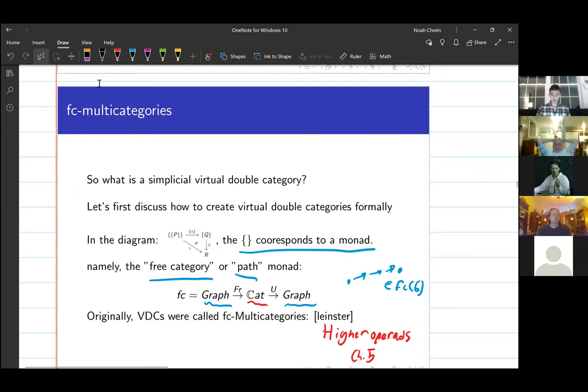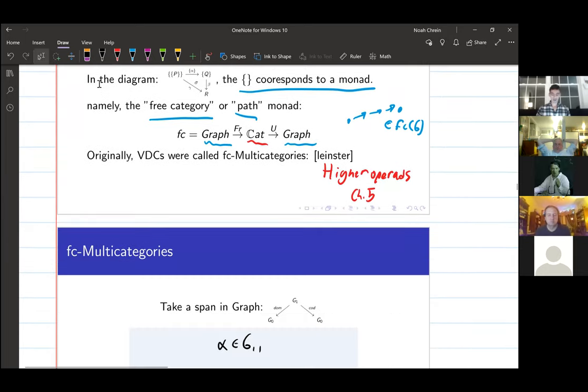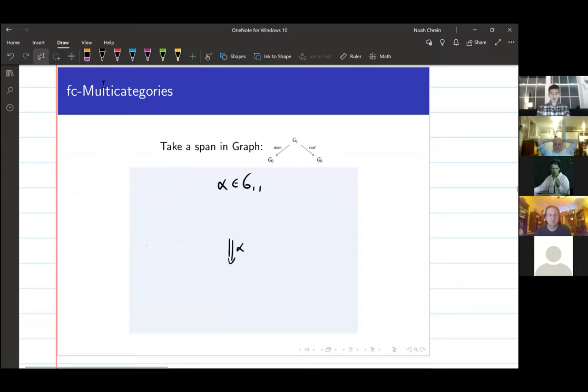Okay, so let's see what is actually happening here. If we take a span in Graph, and now try to forget all the crazy stuff I just did with spans, this is just an ordinary span in Graph. We have two graphs, G1 and G0, and we have two graph homomorphisms, DOM and COD, domain and codomain, from G1 to G0. Okay, so what is an alpha in G1? What is an edge in G1?